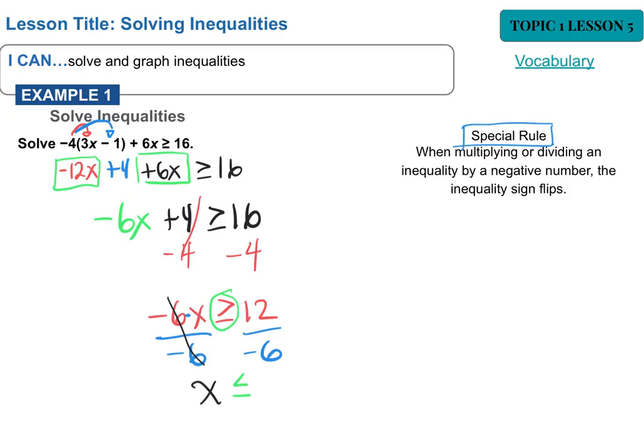I have x less than or equal to -2. So the answer means that x could be any number that is less than -2, such as -3, -4, -5, etc.